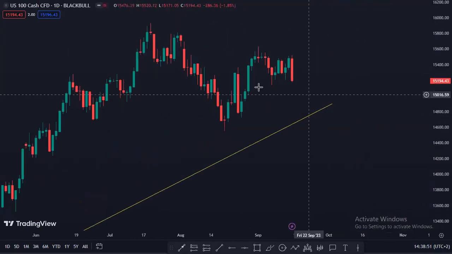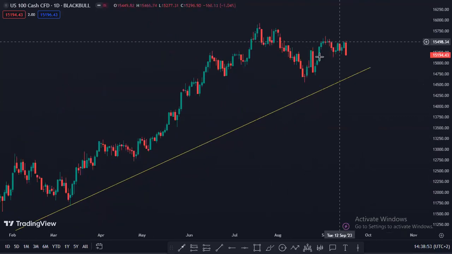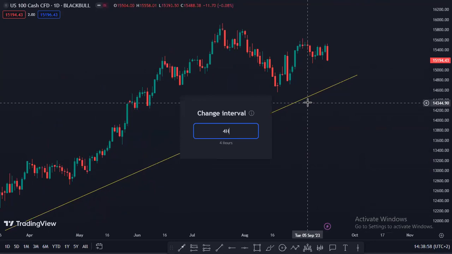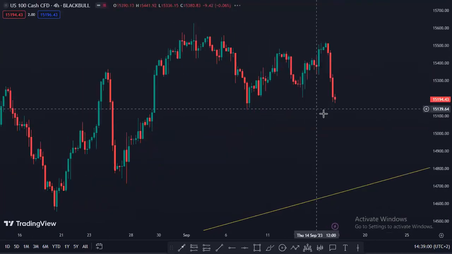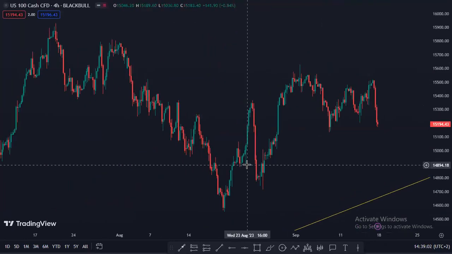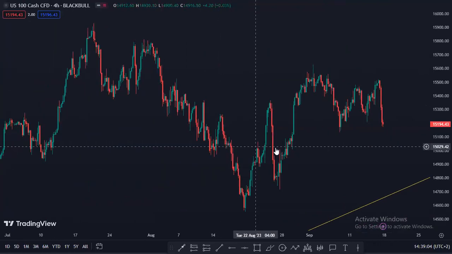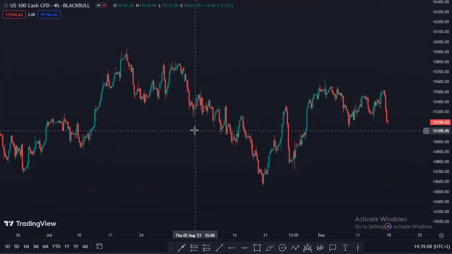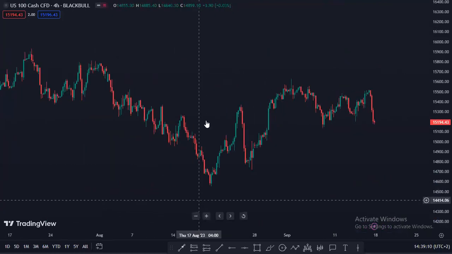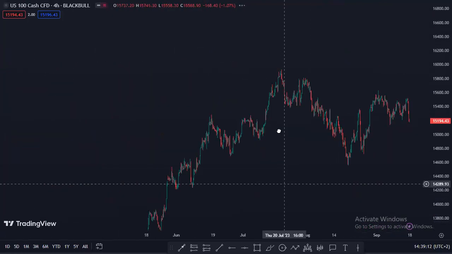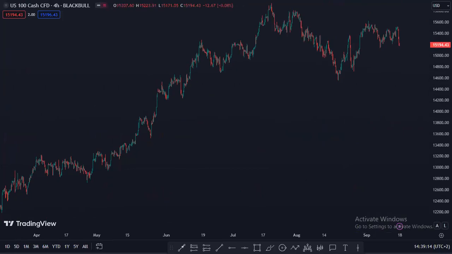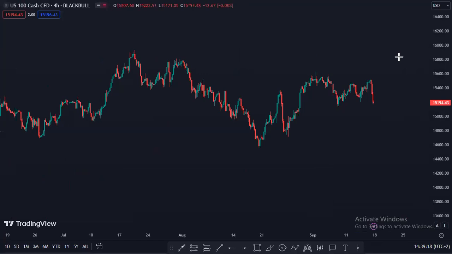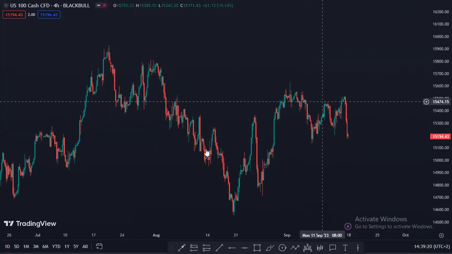But then you can see the current market structure is too far from the trend line. So what am I gonna do? I'm simply gonna go to the 4 hour time frame and see what's happening there. Let me just remove this to keep everything clean. On the current 4 hour structure, let me zoom out a bit to see what's going on, and focus on the current structure.